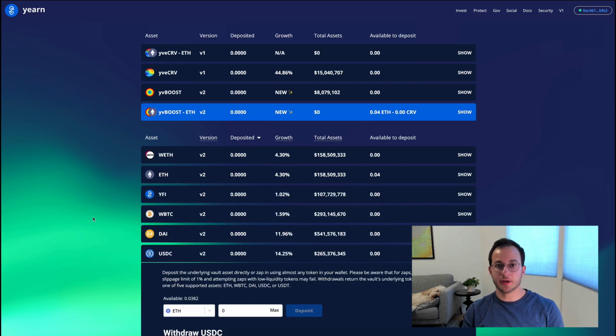Now, as with Curve, Yearn is one of the more established protocols in DeFi, but it's worth noting you are taking on a bit more smart contract risk when you go through Yearn and not just Curve. The reason for this is you're depending on the safety and security of two protocols, both Curve and Yearn, so if either one of those fails, you might be in tough shape. Definitely consider the risks and rewards here just to see what's right for you.